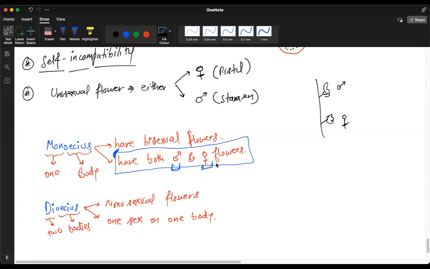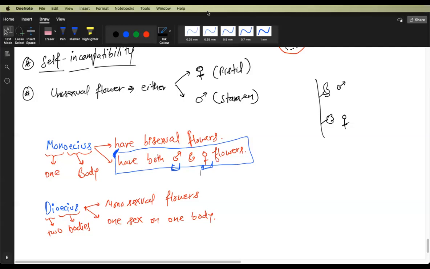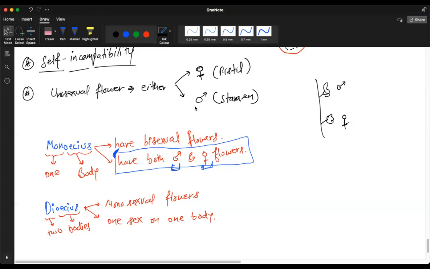False. Why do you say so? So it depends on the pollen grain. It doesn't depend upon the pollination. Because if you have pollen from a different plant, it won't work, right? Right. Perfect. So that is the right answer, that it's false.